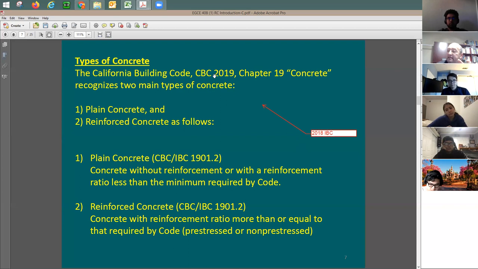This means that any city can just take the code and call it the way they want it and just do the changes they want, right? It depends on jurisdiction. This is what we call jurisdiction.